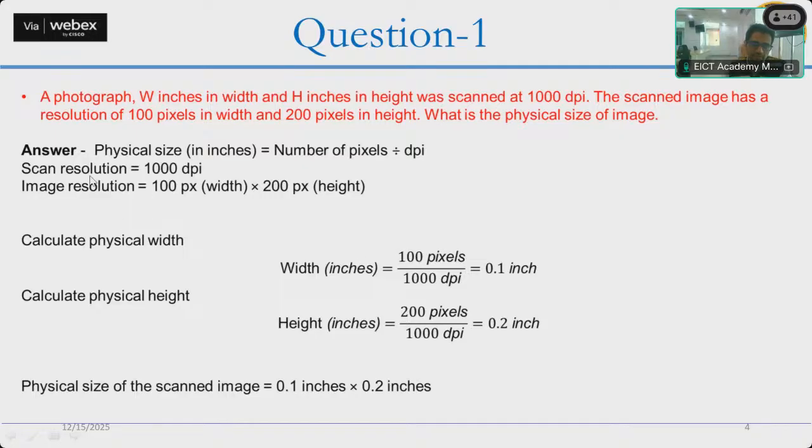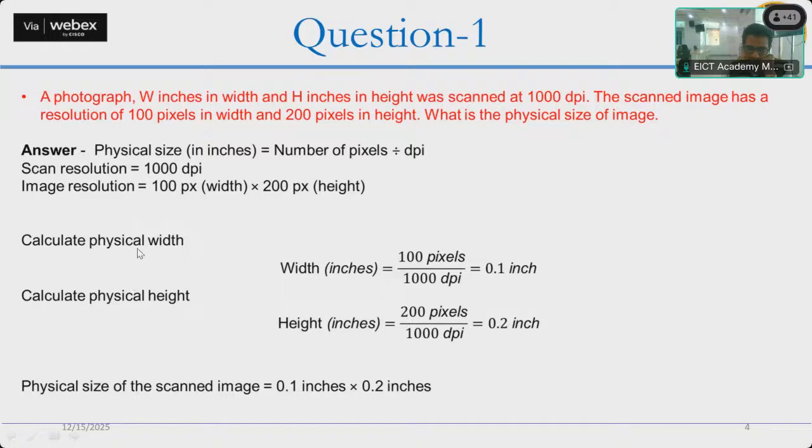The scan resolution, this figure of pixels per inch, is the scan resolution. What is the image resolution? Image resolution is the width into the height. It is given as 100 pixels into 200 pixels. So what will it give? That is the image resolution we want to calculate.